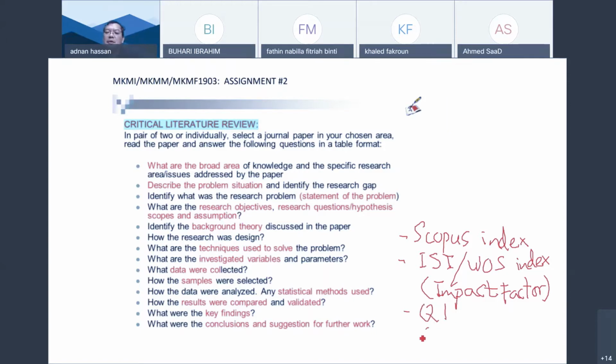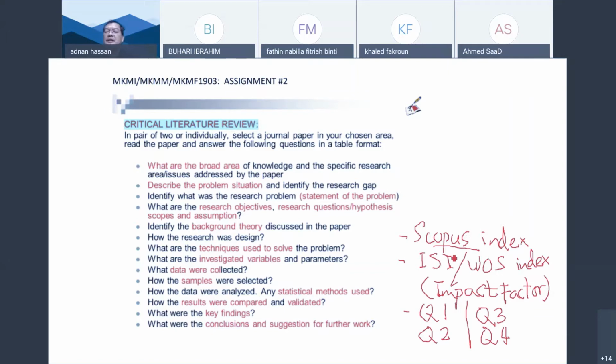Q2 papers. Q1 and Q2 papers are good papers. Q3 and Q4 papers are a lower category of paper. This is like the quality of the papers. If you are getting a paper from Scopus, the Scopus paper may have no impact factor.